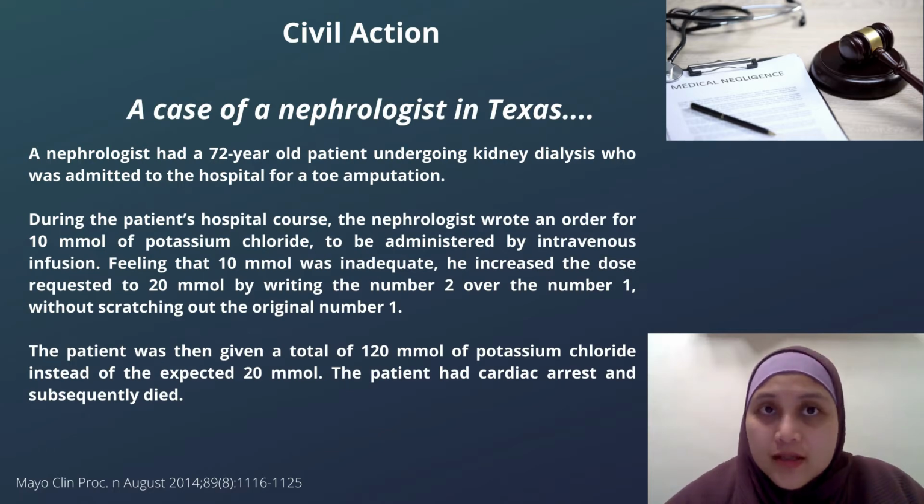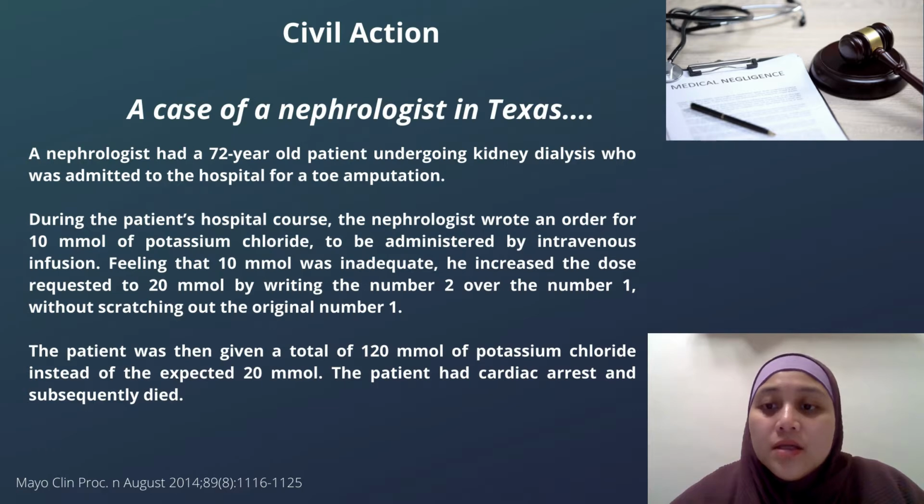Now let's learn from this case. This is a case of a nephrologist in Texas, USA. A nephrologist had a 72-year-old patient undergoing kidney dialysis who was admitted to the hospital for a toe amputation. During the patient's hospital course, the nephrologist wrote an order for 10 millimole of potassium chloride to be administered by intravenous infusion. Feeling that 10 millimole was insufficient, he increased the dose and requested 20 millimole of potassium chloride by writing the number 2 over the number 1 without scratching out the original number 1.